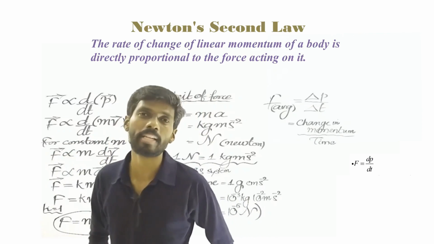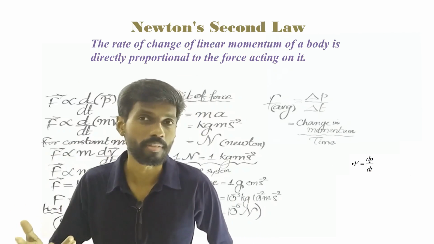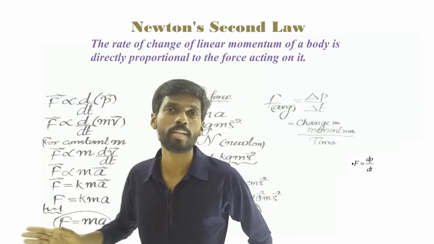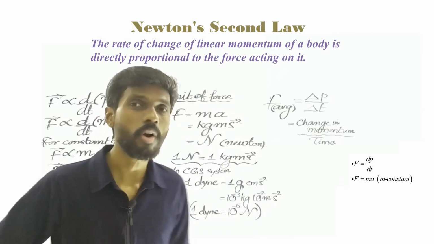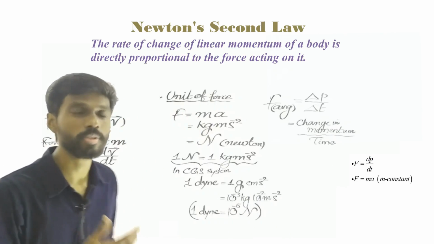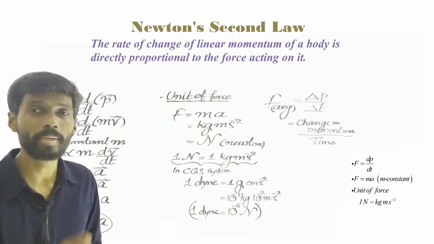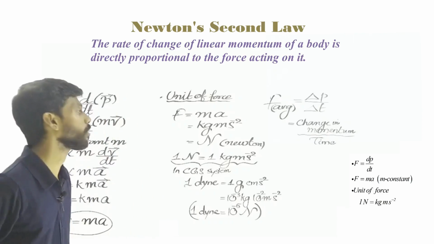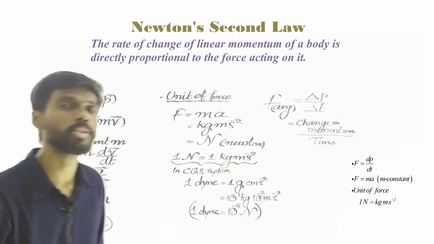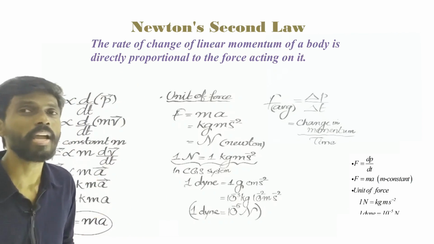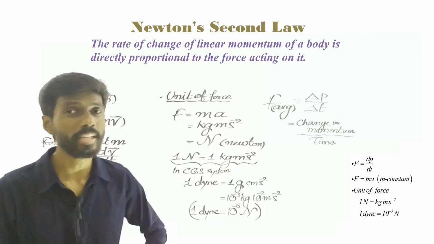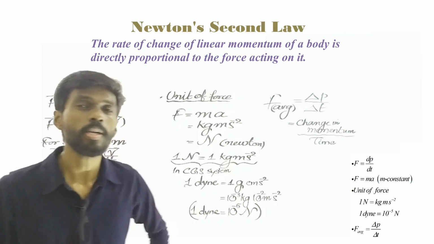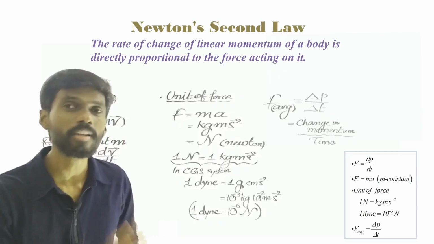And also as a particular case, if the mass is constant, so generally the mass of the object will remain constant, then the force equals mass times the acceleration of the object. Then we need to know the unit of force, which is Newton, given by kilogram meter per second square. And also the unit of force in the CGS system, that is 1 dyne, which is equal to 10 to the power minus 5 Newton. So that relation you have to remember. And also this point: the average force in an interval can be found using this formula, change in momentum divided by the time duration. So these are some of the points about Newton's second law that you have to know.